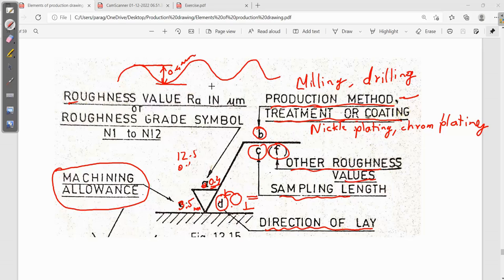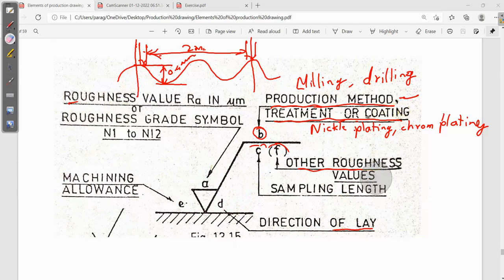Okay, so what is sampling length? Whichever length we are considering to measure the surface roughness. We have different instruments for that. Suppose you use a dial gauge. That time this particular dial gauge probe is here, and you are moving it from here to here. So this particular length is called the sampling length. That particular sampling length you have to put at this position, 2 mm.